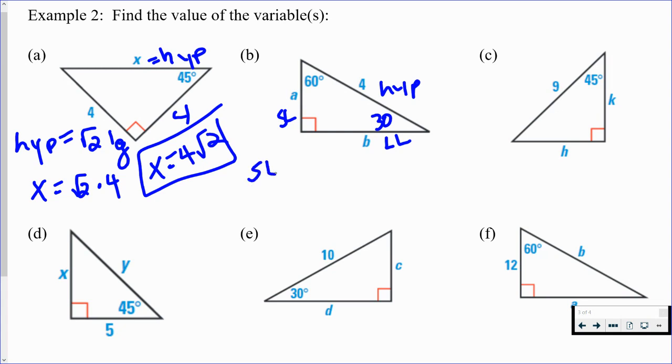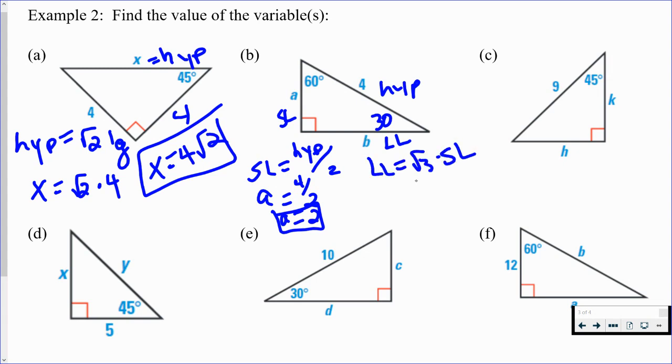So we know that the short leg equals the hypotenuse divided by 2. That's one of the things we wrote down. So A equals 4 divided by 2. So A equals 2. Okay, let's find B now, which is the long leg. We know that the long leg equals square root of 3 times the short leg. So B equals square root of 3 times A, which we said is 2. So B is simply 2 square roots of 3.